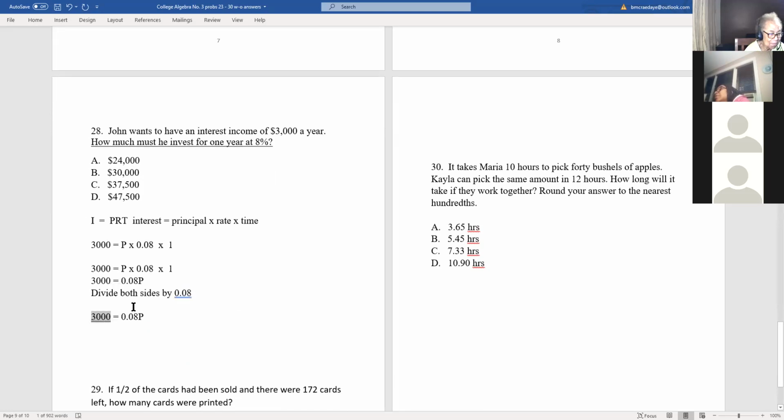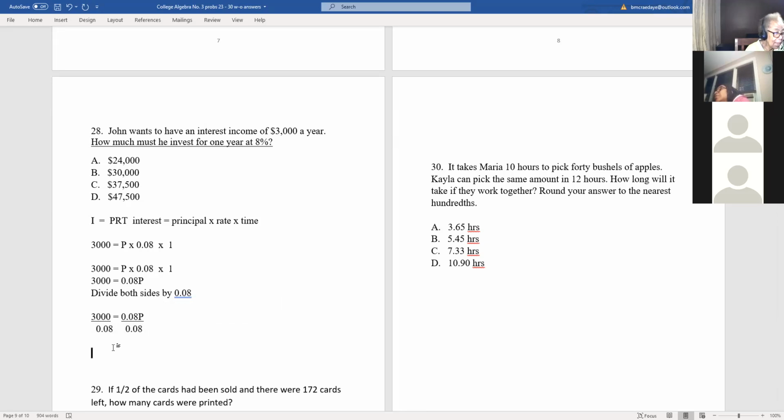Yeah, I got it. 3,000. Divide this by 0.08. Okay, let's do this. So that's 0.08 and divide this by 0.08. Now when you divide that out, you're going to just get P on the left side. And when you divide the 3,000, let's do it on the calculator. It's going to be 37,500. What did you get, Latoya?